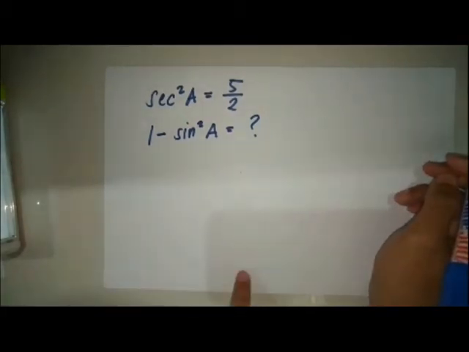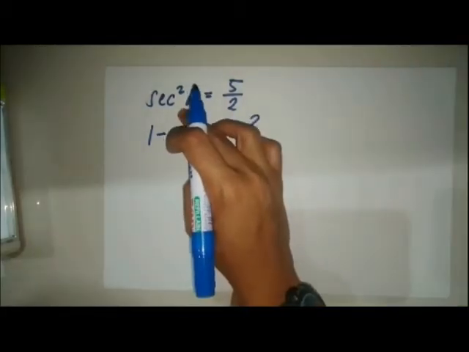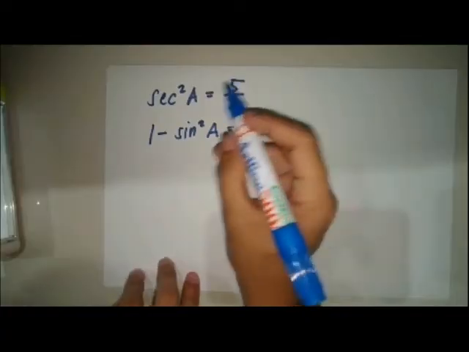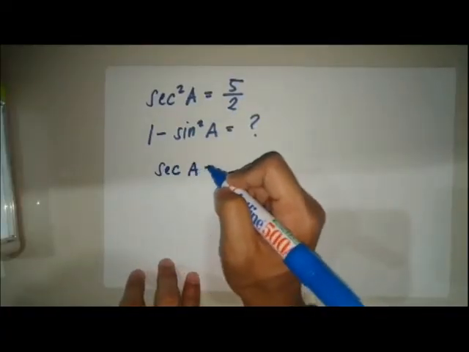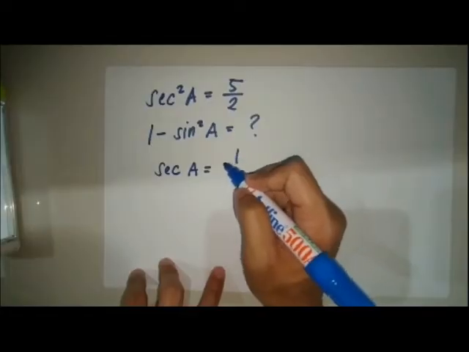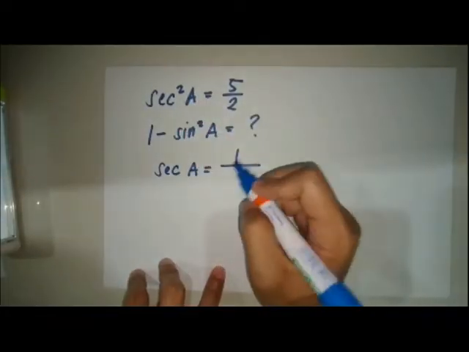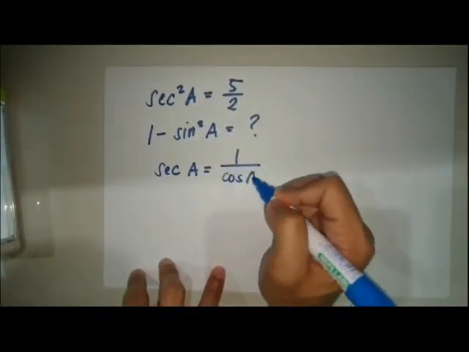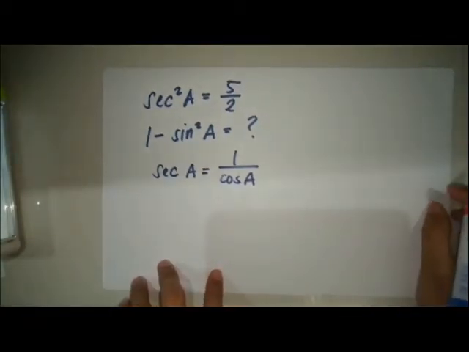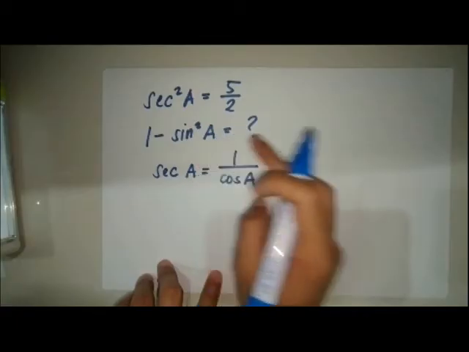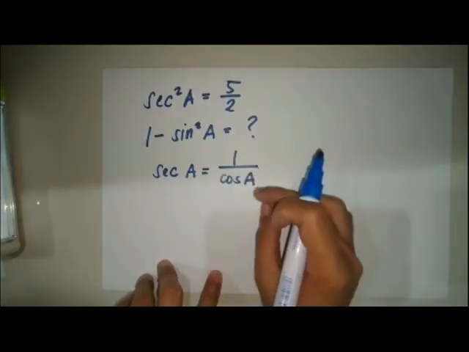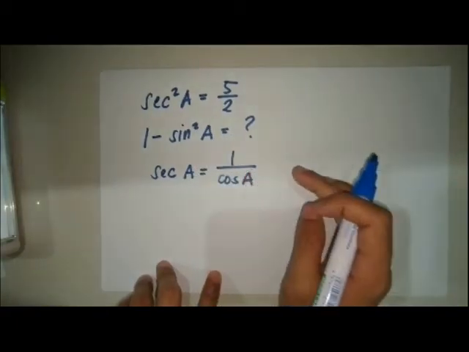So let us recall that secant is the reciprocal of cosine. So it means that you have secant A that is equal to 1 over cosine A. So here, this is sine A. So we need to find the relationship between sine A and cosine A.